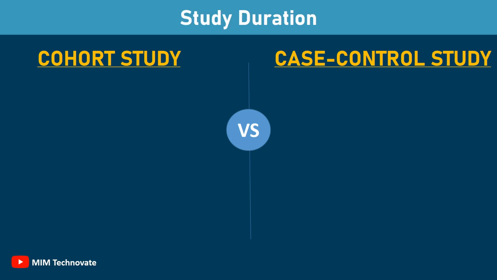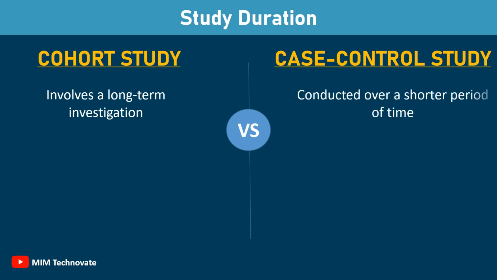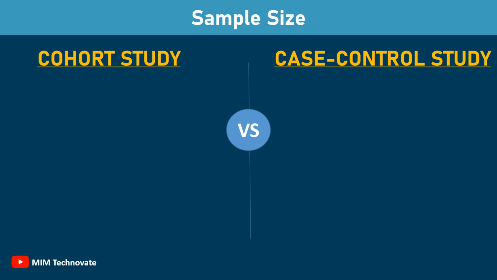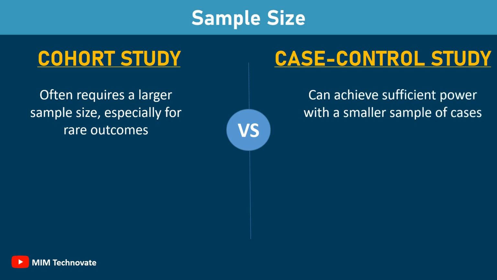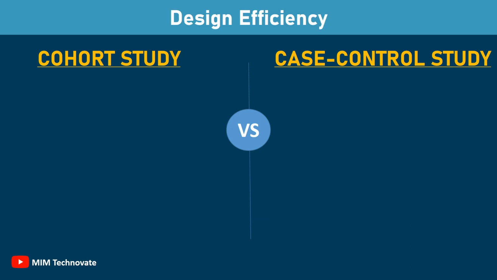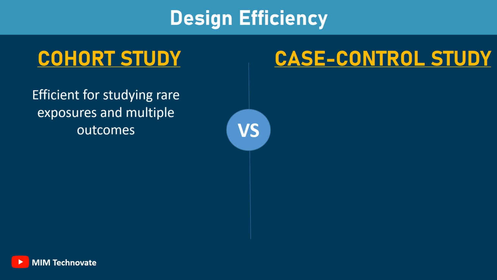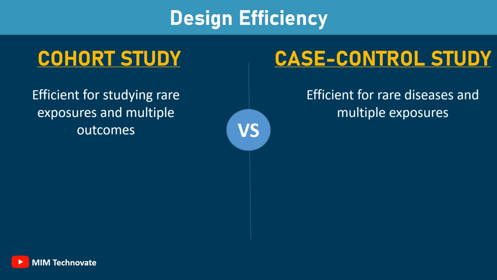Study duration. Cohort studies involve a long-term investigation, whereas case control studies are conducted over a shorter period of time. Sample size. Cohort studies often require a larger sample size, especially for rare outcomes, whereas case control studies can achieve sufficient power with a smaller sample of cases. Design efficiency. Cohort studies are efficient for studying rare exposures and multiple outcomes, whereas case control studies are efficient for rare diseases and multiple exposures.